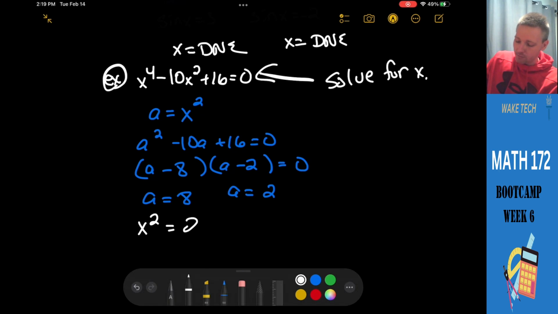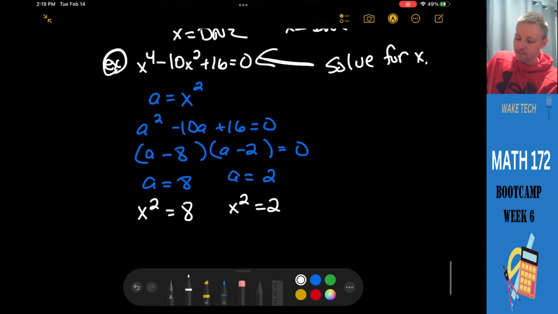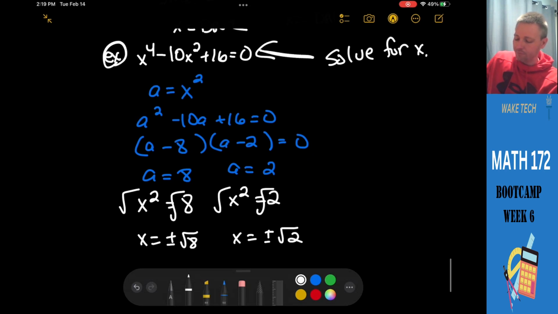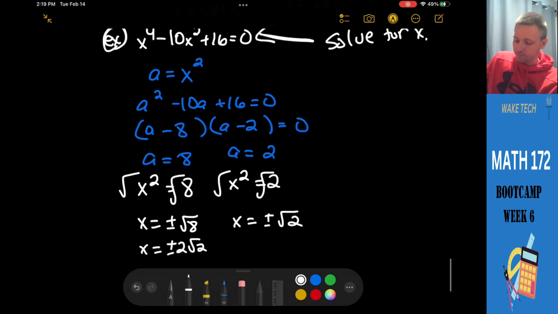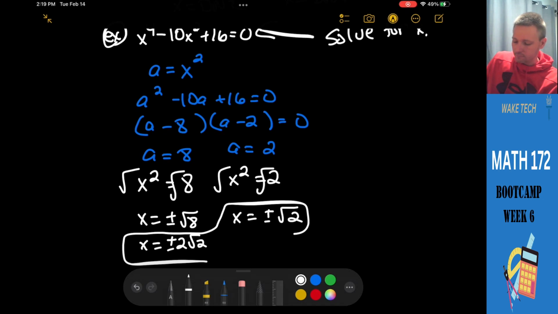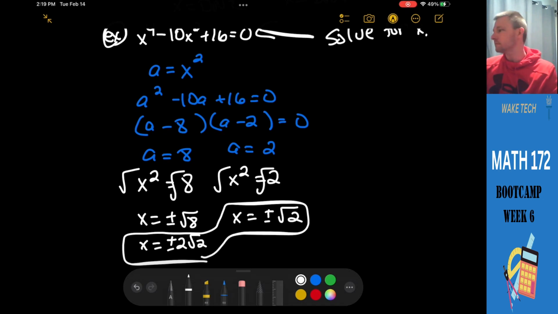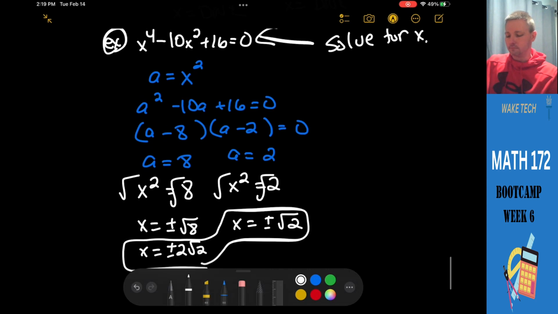which now undoing our substitution tells us x squared equals 8 and x squared equals 2. And so we can solve for x by square rooting everything. x equals plus or minus the square root of 8 and plus or minus the square root of 2. The square root of 8, of course, if you simplify that, is 2 times the square root of 2. Questions there?